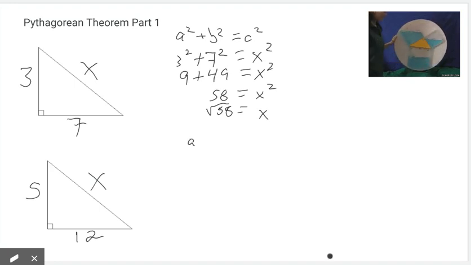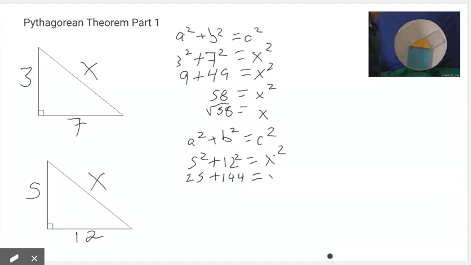You've got your formula, a squared plus b squared equals c squared. So 5 squared plus 12 squared equals x squared. So 25 plus 144 equals x squared. 169 equals x squared. And so x is 13. 13 is the root of 169. And that would be right there. Okay, that's how those two work.